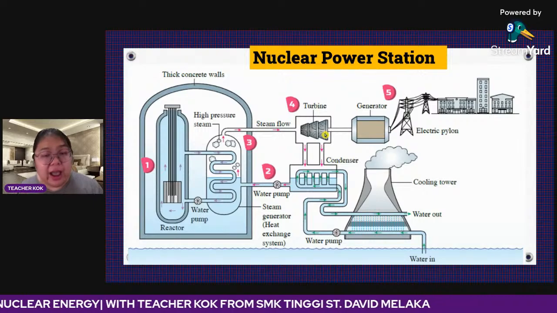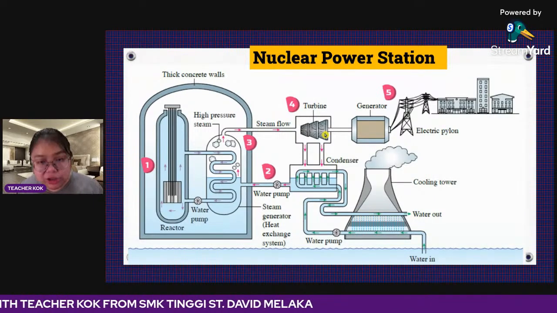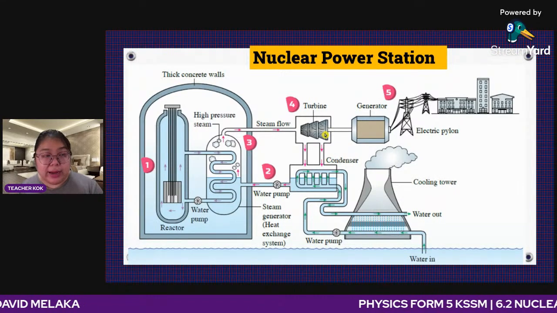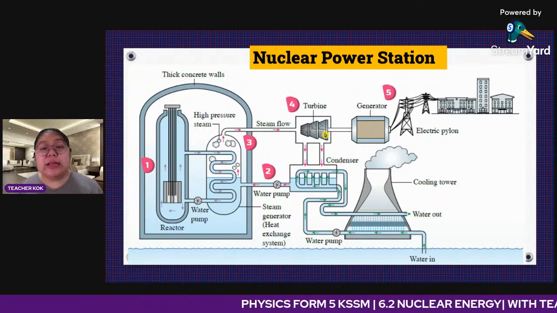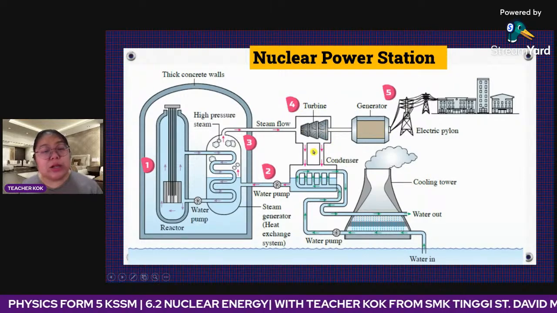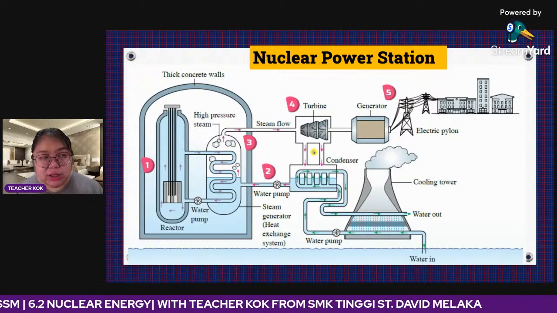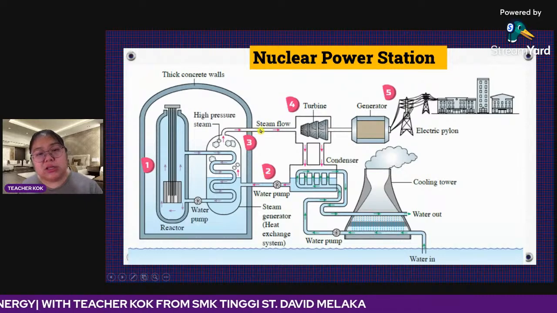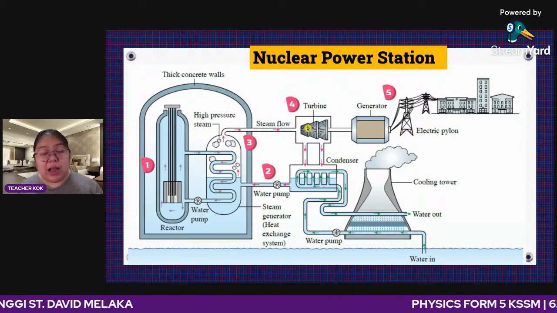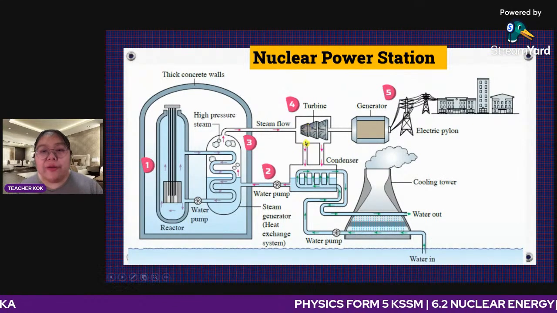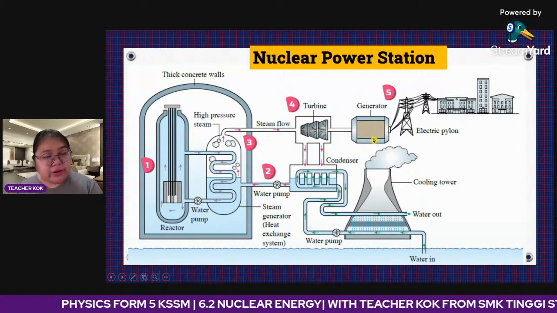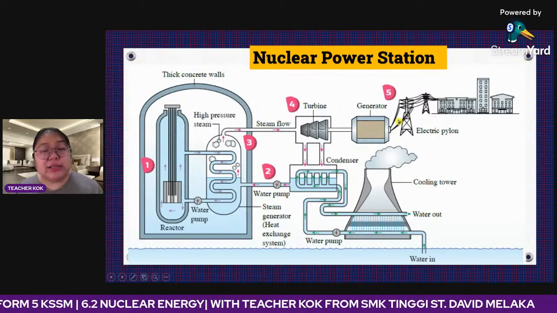Remember your Fleming's right hand? There is electromagnetic induction. They use the relative motion between the magnet and the coil to produce the induced EMF. So the turbine still uses this concept, electromagnetic induction. When the steam passes through the turbine, it will turn the turbine and the coil. After that, when the coil turns, it goes to the generator, then they produce the electricity.